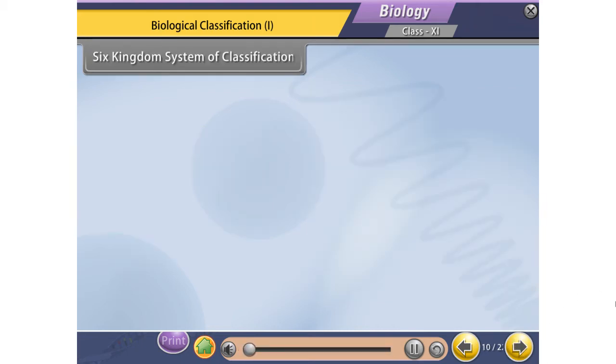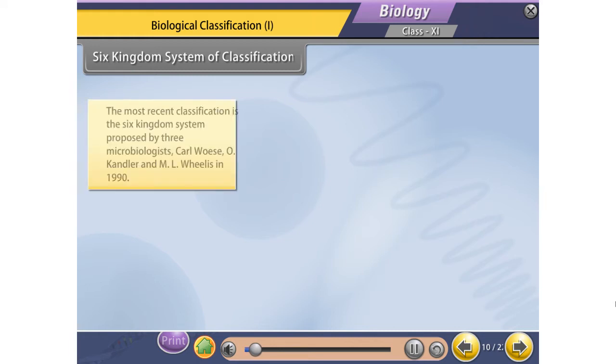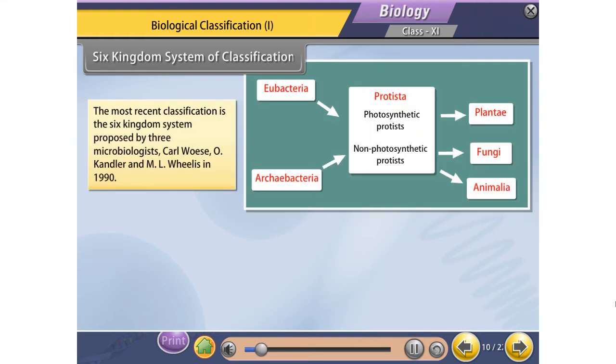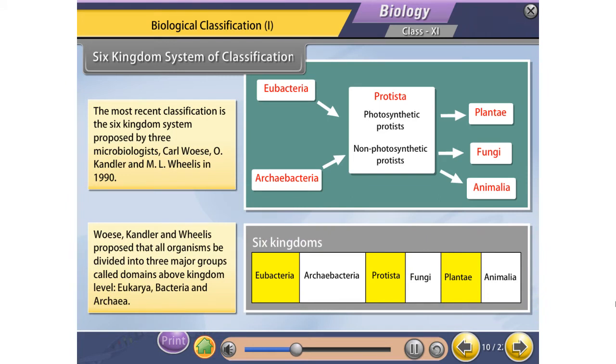6-kingdom system of classification. The most recent classification is the 6-kingdom system proposed by 3 microbiologists, Carl Woese, O. Kandler, and Mark Wheelis in 1990. Woese, Kandler, and Wheelis proposed that all organisms be divided into three major groups called domains above kingdom level: Eukarya, Bacteria, and Archaea.